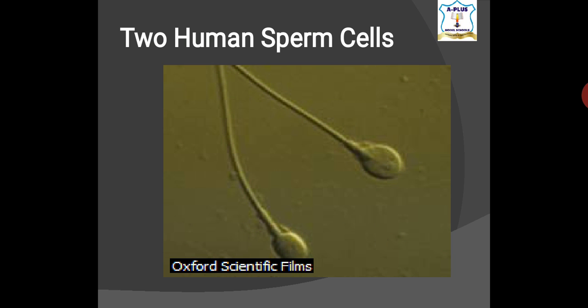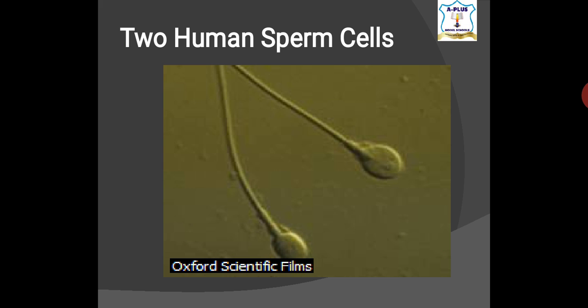Now here is the diagram of how a human sperm cell looks. You can see it's like a tadpole, as in the description we have above. You can see the head, the round part, and the tail, which is also the flagellum.